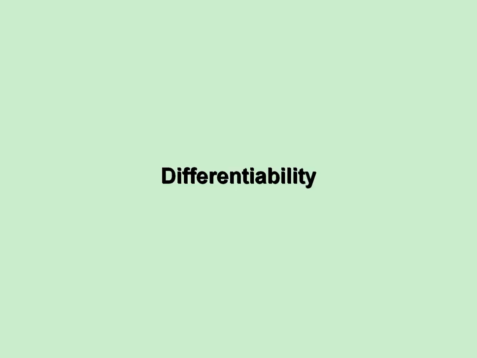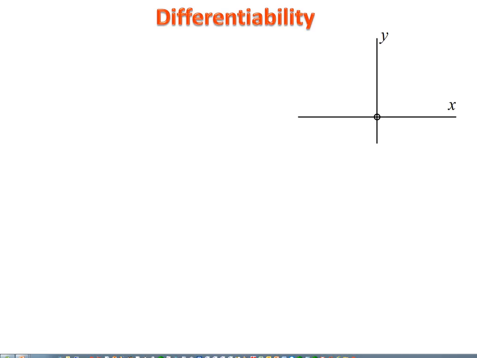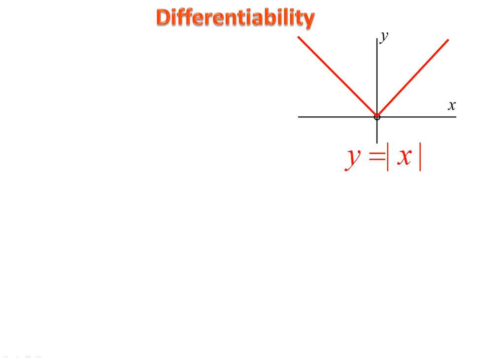Differentiability. Differentiability is a follow-on from continuity, much the same sort of thing. We treat it in the same way, but the only difference is, instead of looking at the function as we do in continuity, we're going to look at the derivative of the function. Let's start with the absolute value.